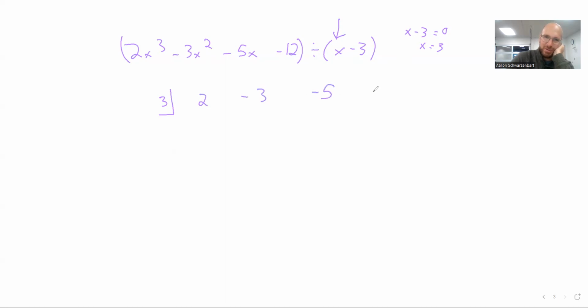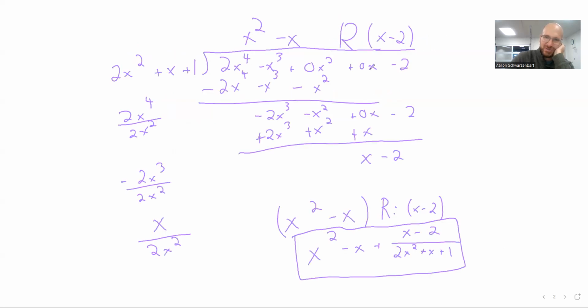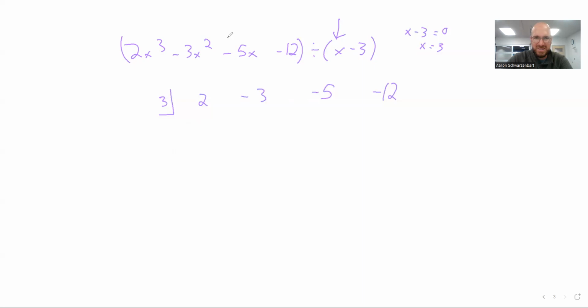Now the last one, remember, I put in 0x squared and 0x. If you miss that in long division, it won't line up with anything and you'll probably catch it. You cannot miss things like, if there's a missing power as I go down, say if this was an x to the 4th, I would have to do a 0 where the x cubed would be. If this 5x weren't here, I'd do a 0. But otherwise, I just take the coefficients with the signs and put them down.